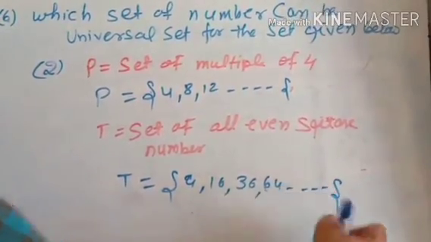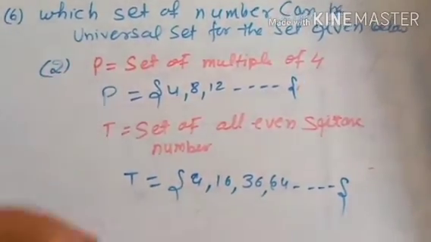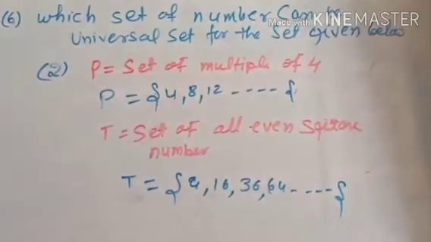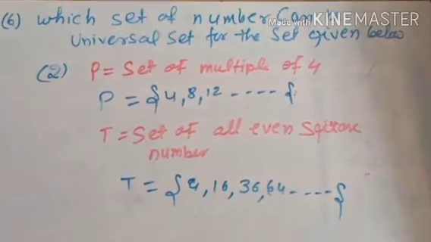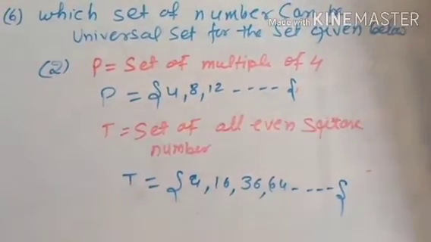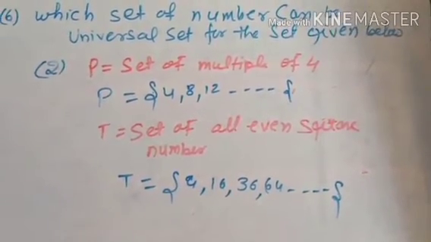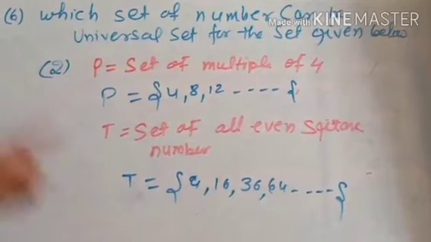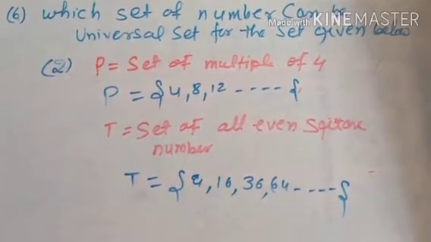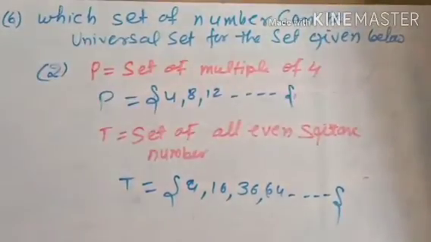Continue. So like the first question, here also 4, 8, 12 is a subset of natural numbers, a subset of whole numbers and a subset of integers, and T is also a subset of natural numbers, whole numbers and integers. Therefore, the sets of natural numbers, whole numbers and integers are universal sets for the sets given below.